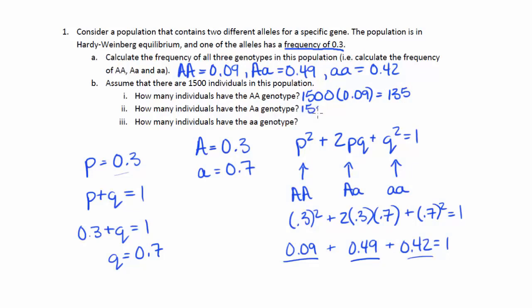If we did this for the heterozygous ones, we'd take 1,500 times their frequency, which is 0.49. So that is equal to 735. And then for the little a, it's 1,500 times their frequency, which is 0.42, and that is equal to 630. If we wanted to just double check, we would add all these up and make sure they do sum up to 1,500.